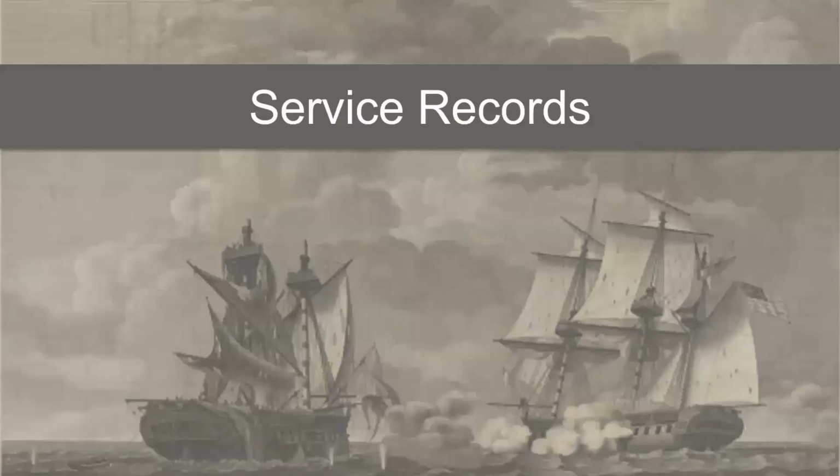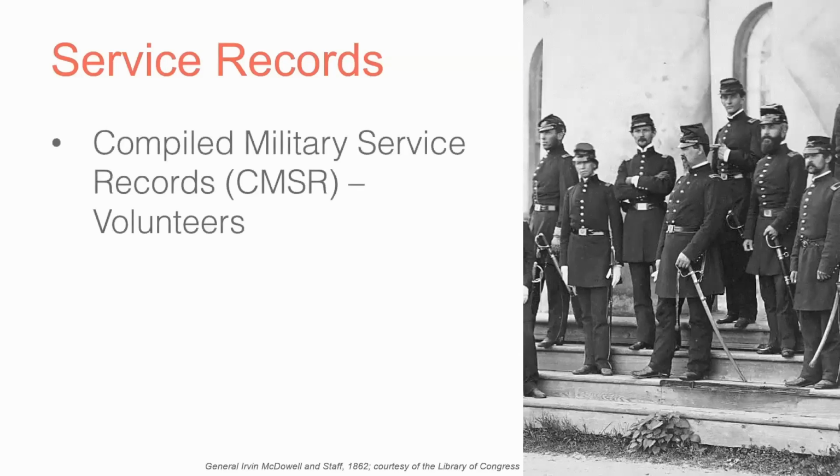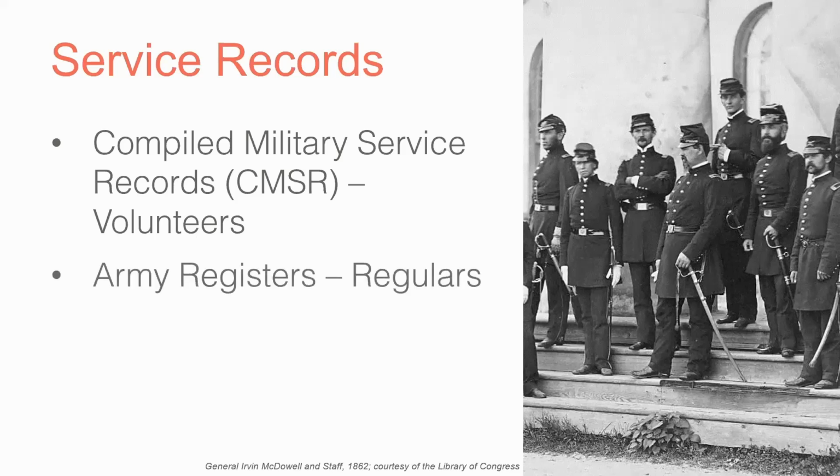So let's move on to the next record, which is service records. During the 19th century, the service records were called compiled military service records, also known as CMSRs. I'll probably use that a lot through this class just to make it simpler to say, the CMSRs. We'll talk more about these in a moment, but just know they were created for the volunteers in the military. But those who were regulars for the 19th century don't have the CMSRs; they used registers. And then we also have Navy muster rolls.